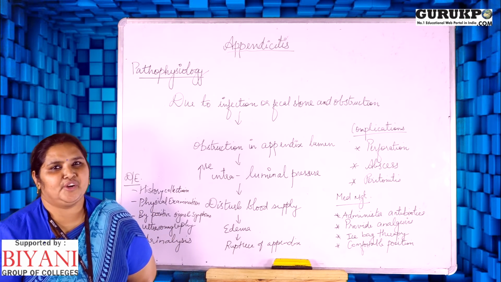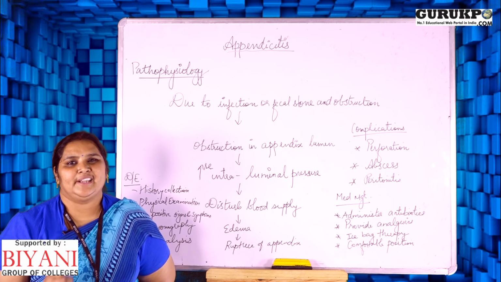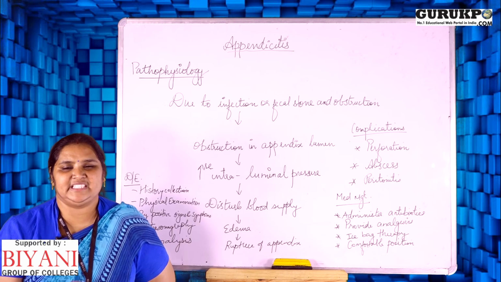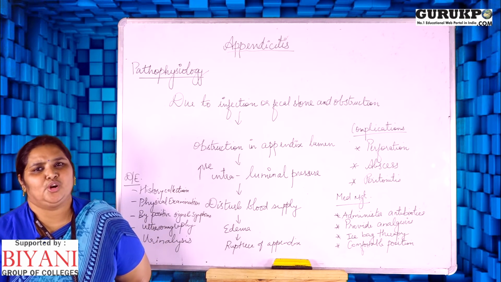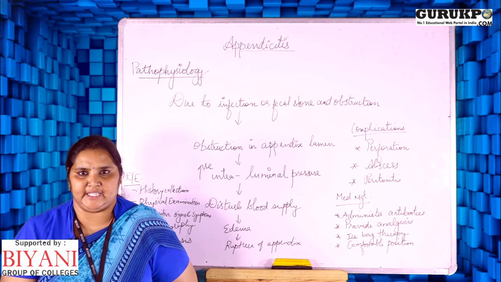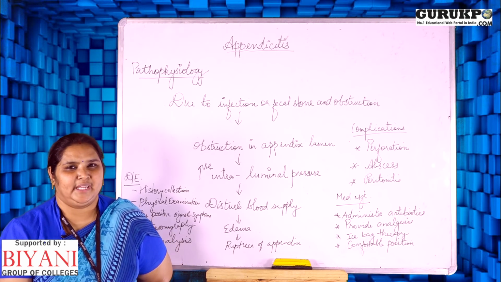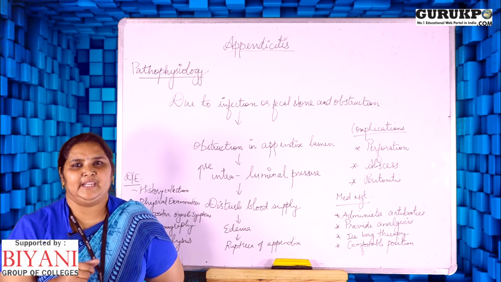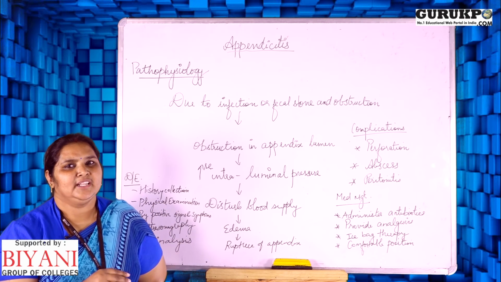Next, we move on to the surgical management. I have already told that the appendix is inflamed. If we are not removing that inflamed appendix, it can lead to death of a person. So the surgical management which we are doing for appendicitis is known as appendectomy. Appendectomy means removal of the appendix. In this, the vermiform appendix which has been inflamed or infected, we are removing by surgery.